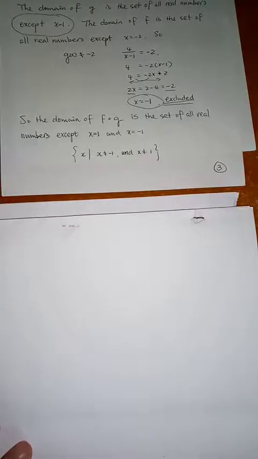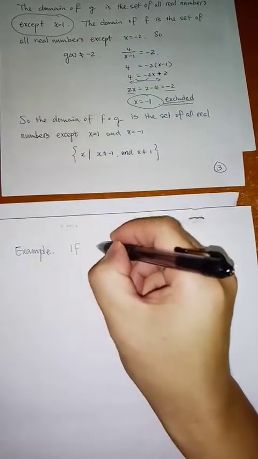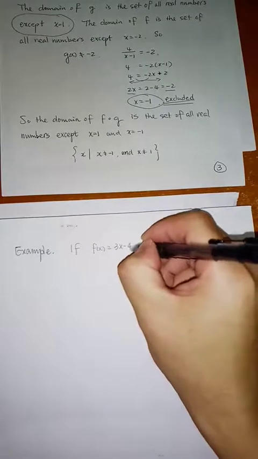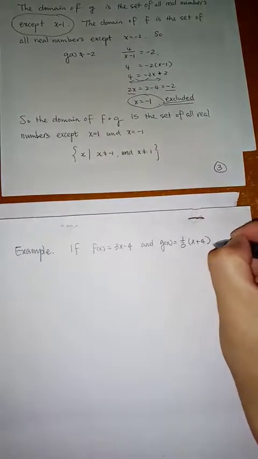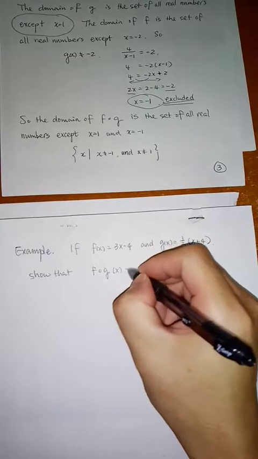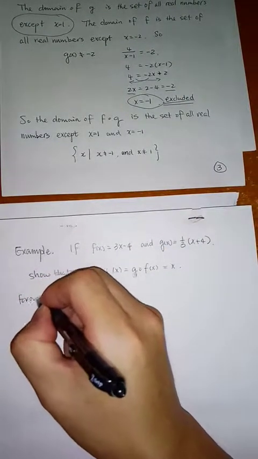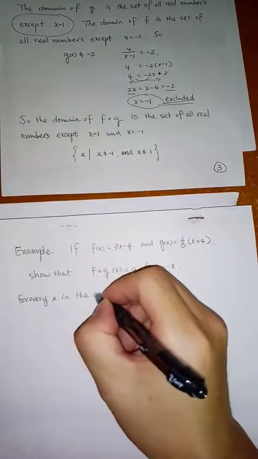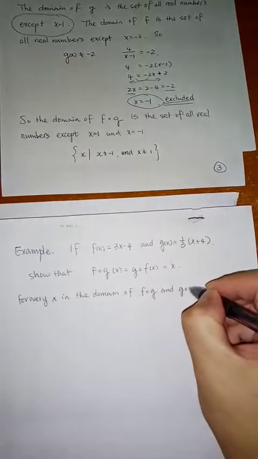Okay, so let's see another example. Example: if f of x is 3x minus 4 and g of x is 1 over 3 times x plus 4, show that f composed with g of x is equal to g composed with f of x is equal to x for every x in the domain of f composed with g and g composed with f.